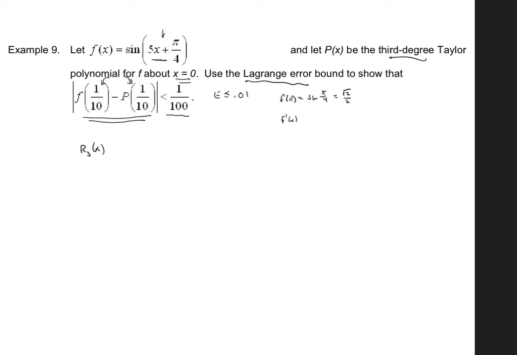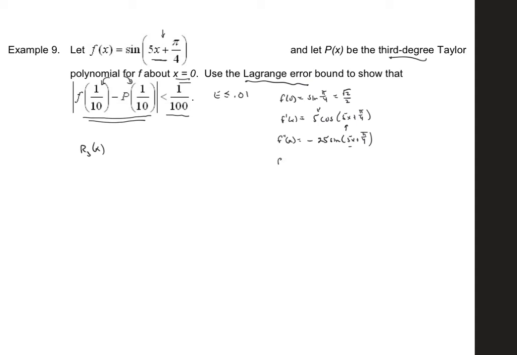And f prime of x is going to be now a chain rule derivative. So that's going to be the cosine of 5x plus pi over 4. Then because of the chain rule, we're going to get an extra 5 in there. See what's happening here? Now our second derivative is going to be, the derivative of cosine is going to be a negative. We're going to get a sine again of 5x plus pi over 4. And we had that 5 in front, but with the chain rule, we're going to get another 5. So now that's going to be up to 25.